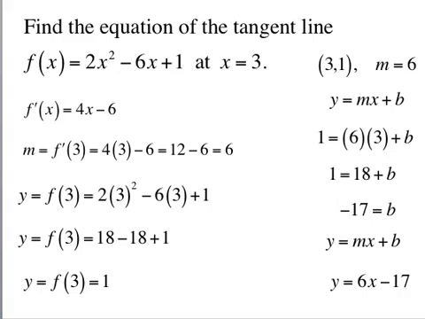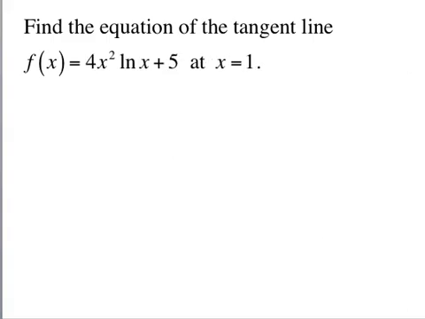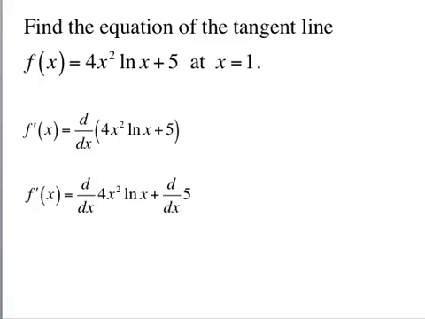Our next example is find the equation of the tangent line to f(x) = 4x² ln x + 5 at x = 1. And I first want to focus on the slope of the tangent line, which will be the derivative evaluated at x = 1. So we've got to find f'(x), that is the derivative with respect to x of 4x² ln x + 5. The derivative of the sum is the sum of the derivatives. So we'll take the derivative of 4x² ln x plus the derivative of 5. But the derivative of 5 is just 0.